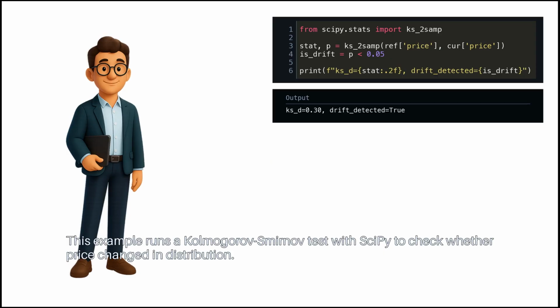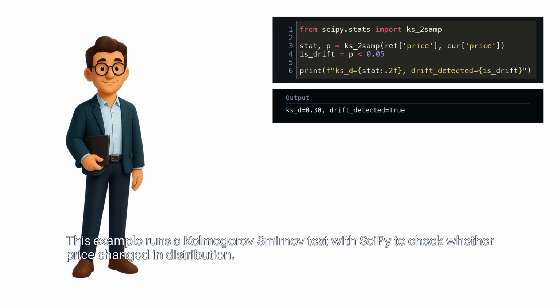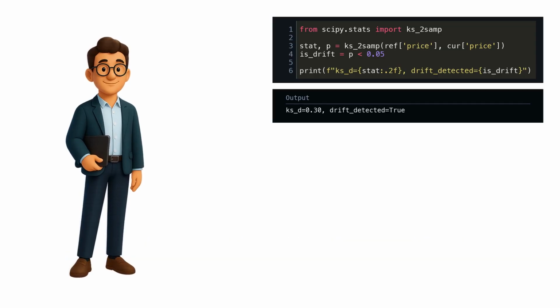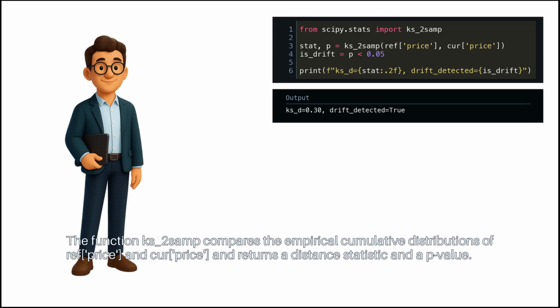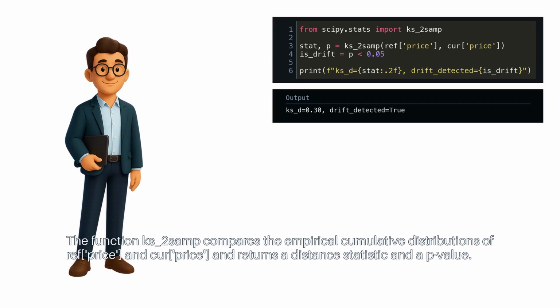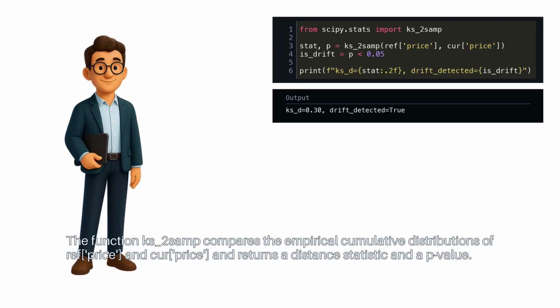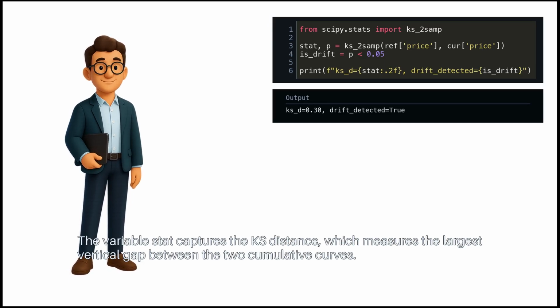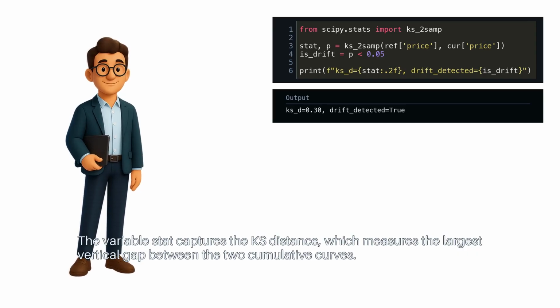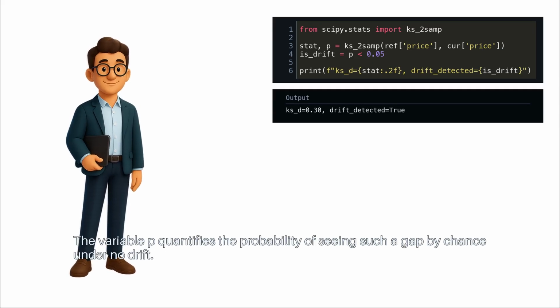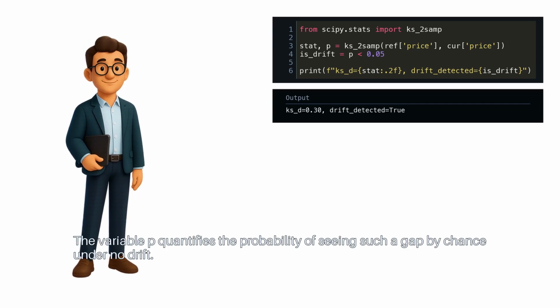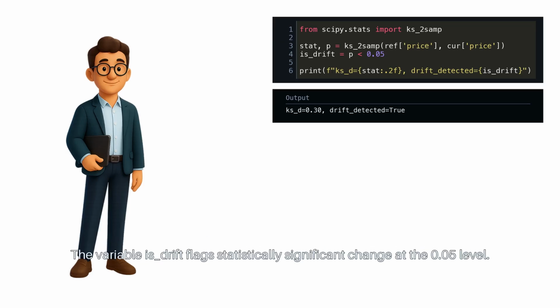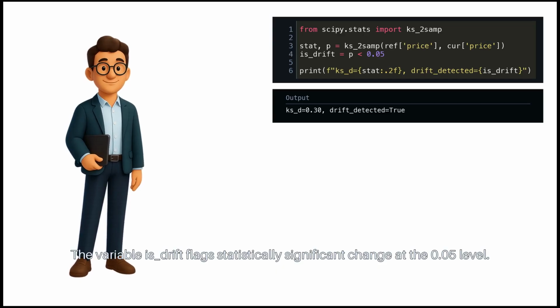This example runs a Kolmogorov-Smirnov test with SciPy to check whether price changed in distribution. The function ks2samp compares the empirical cumulative distributions of ref price and cur price and returns a distance statistic and a p-value. The variable stat captures the KS distance, which measures the largest vertical gap between the two cumulative curves. The variable p quantifies the probability of seeing such a gap by chance under no drift. The variable isDrift flags statistically significant change at the 0.05 level.